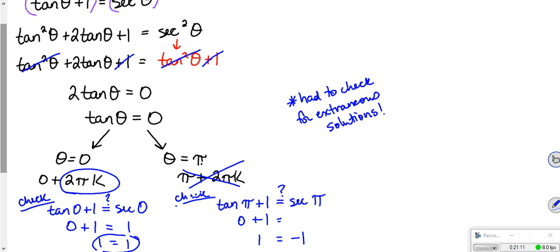And the reason we had to check for extraneous solutions was simply because we had to square it in order to solve. Okay? So I hope that makes sense to you. Okay, moving right along. Next one is my number 6.